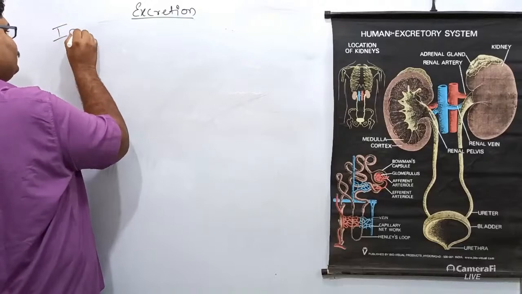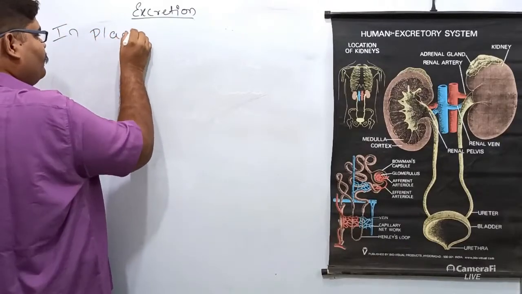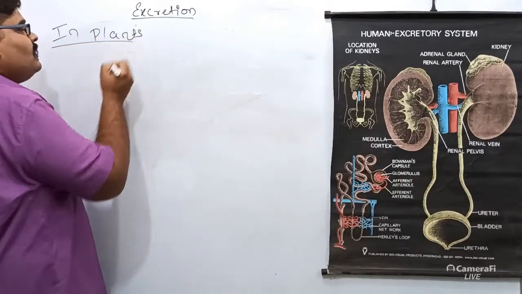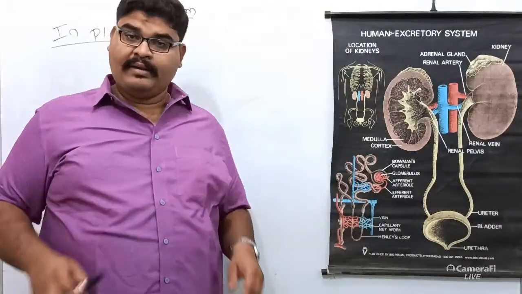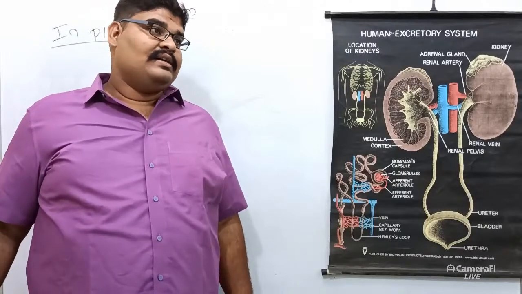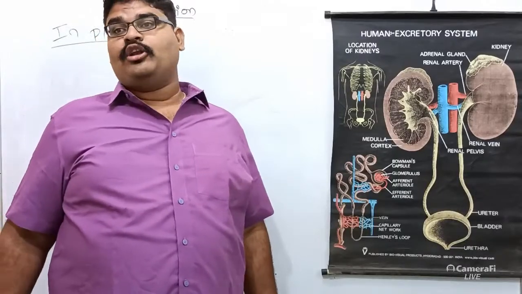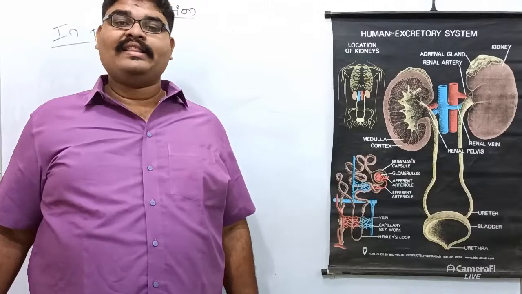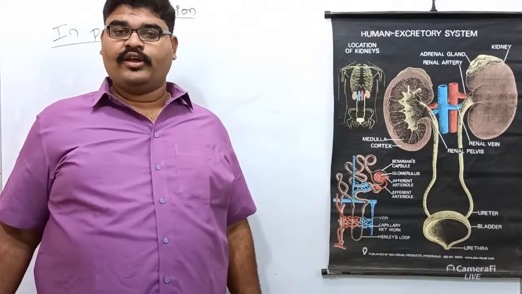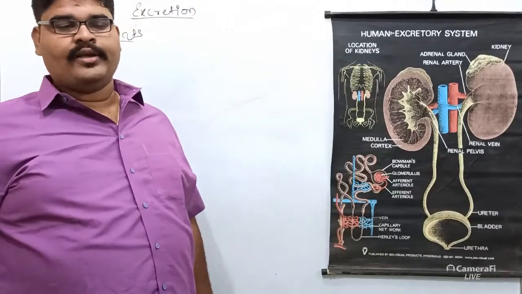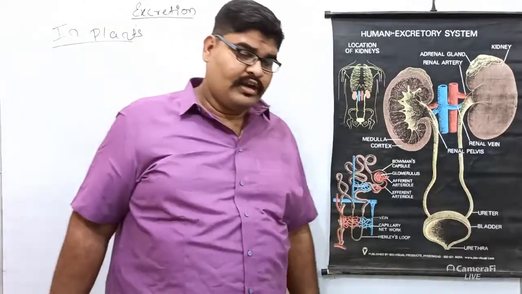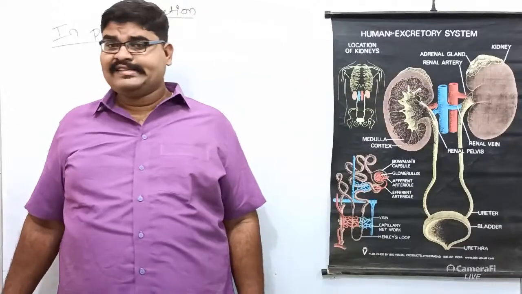Excretion in plants. So plants do generate several kinds of metabolic wastes. How does the plant body eliminate these toxicants out of the body? What is happening there is that they do not have any specific organs like a kidney.